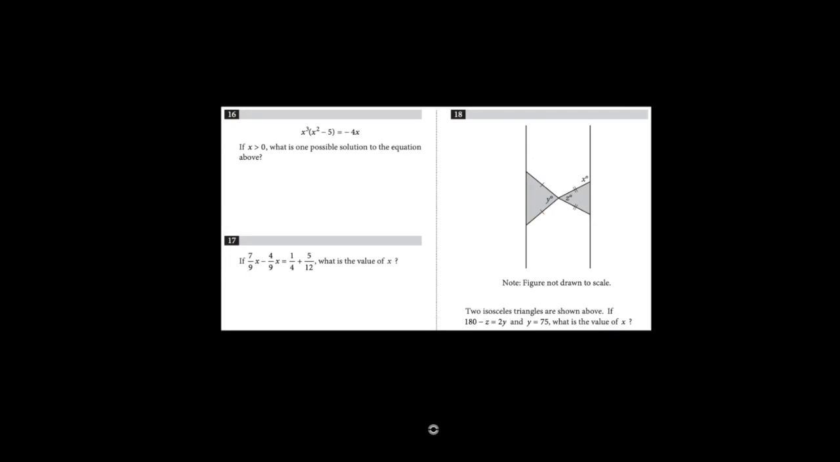Okay, so we're given these two isosceles triangles, and if 180 minus z equals 2y and y equals 75, find x. So let's just go ahead and play with these equations for now. We've got 180 minus z equals 2y. Let's plug in the y here. So z is equal to 180 minus 150, or 30.